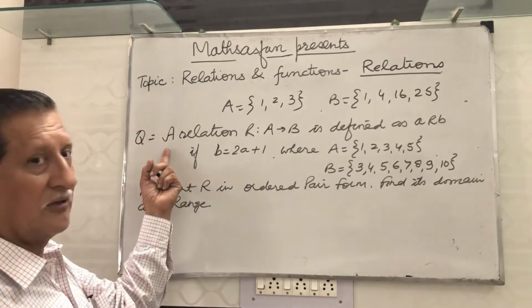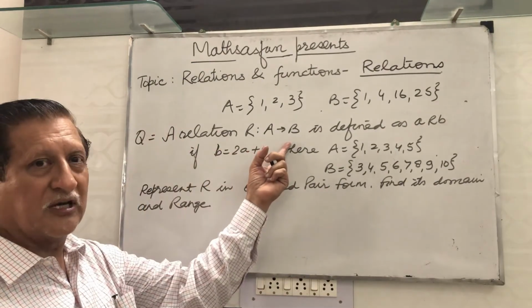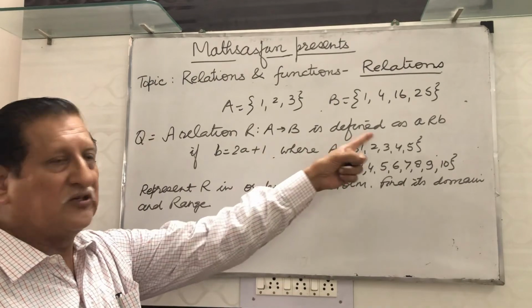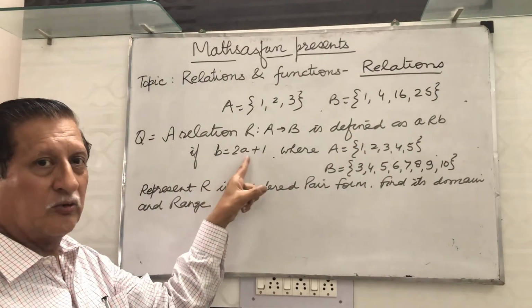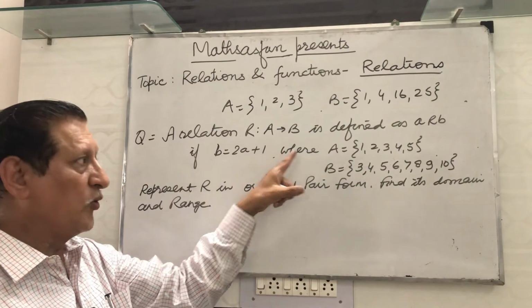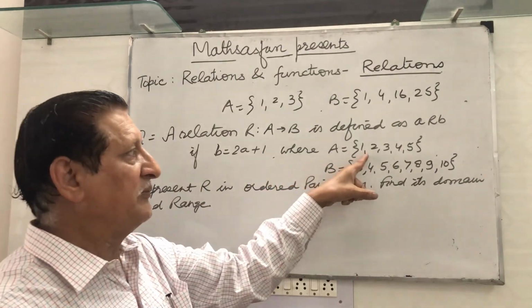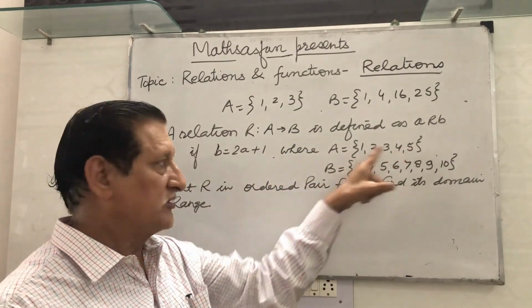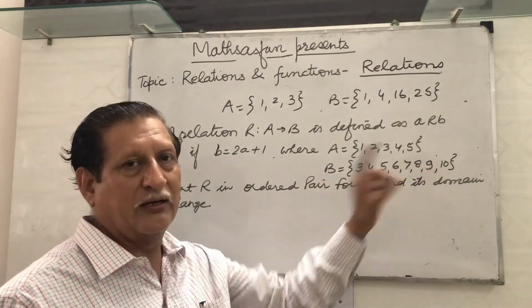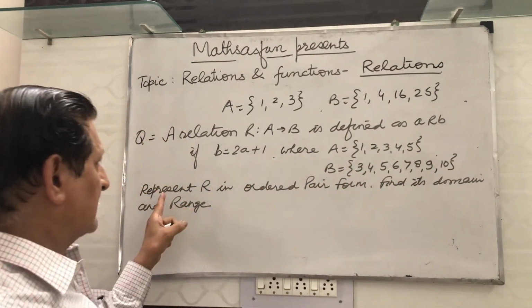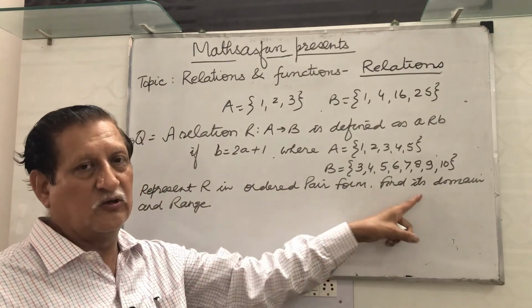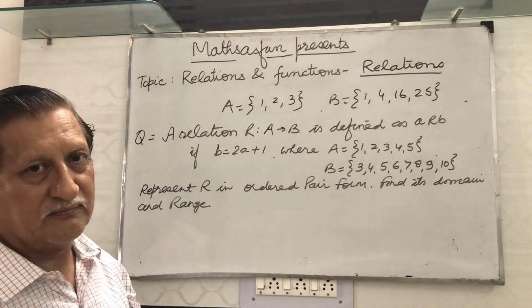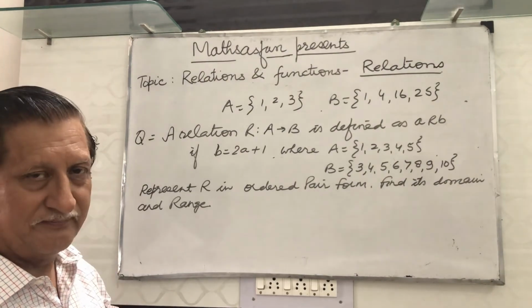See the question. A relation R from set A to set B is defined as a R b if b is equal to 2a plus 1, where A has the elements 1, 2, 3, 4, 5, and set B has the elements from 3 to 10. It is asked now: represent R in ordered pair form and find its domain and range. Let's find the solution now.